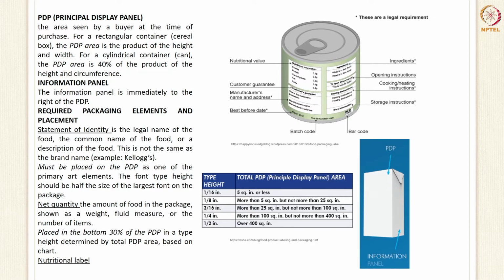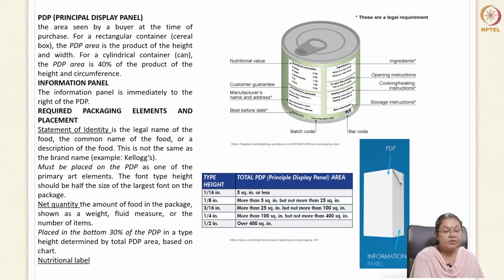For a rectangular container, this PDP area is the product of the height and the width. So this area will be the PDP area, and for a cylindrical container, this will be 40% of the product of height and circumference. The information panel is immediately on the right side of the PDP. In this place, all the information like product type, product logo and any picture is put. So in the PDP area, all the information relevant to the content inside has to be given. It will contain the logo, the brand name. It will also contain what the product or content inside is.